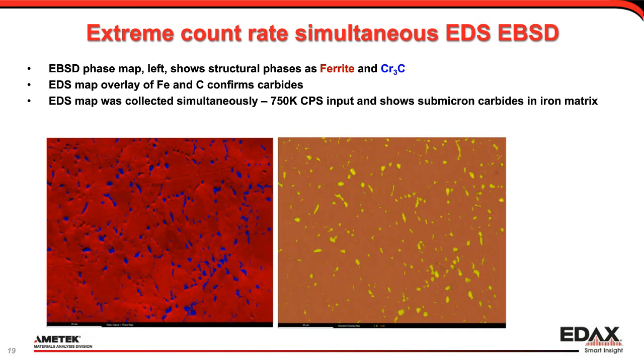Here you see side by side the ferrite chromium carbide phase map on the left and a blended iron carbon EDS map on the right. And note that even the smaller submicron carbide particles are clearly visible in the carbon signal collected at these extreme high count rates.